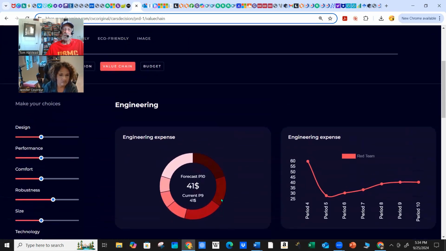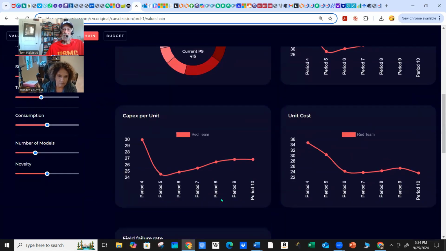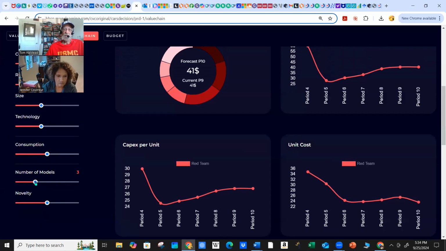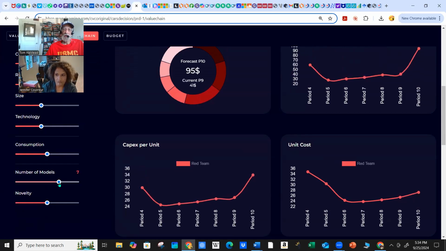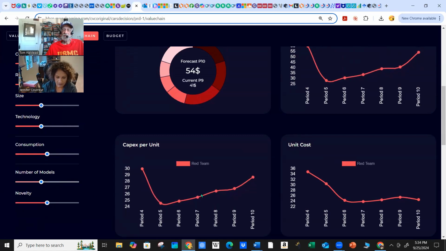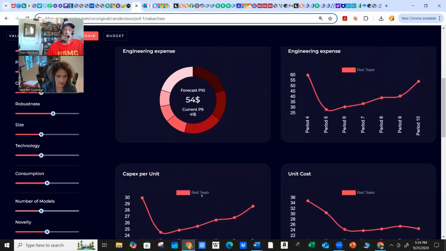As you move them, you'll see what happened to the budget and what happened to your capex. So if you watch the capex line here, and I'm on 3 now, and I start moving my number of models up, wow, see the capex shot way up. So that's what happens as you make these decisions. You can see the cost of doing that. And you have to have CapEx because you have to make the models that you're doing.